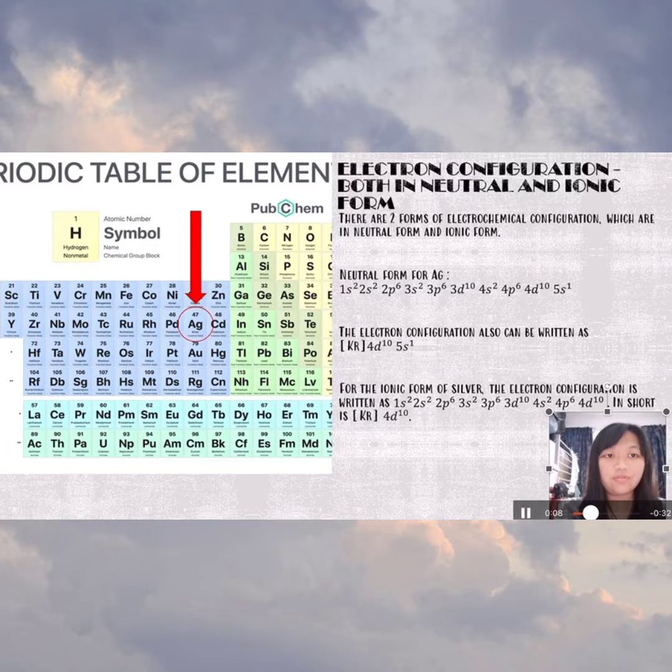There are two forms of electron configuration, which are the neutral form and the ionic form. The neutral form for silver is quite long, so we can use the noble gas shorthand notation to write down the electron configuration, which is [Kr] 4d¹⁰ 5s¹. For the ionic form of silver, since there is a loss of one electron, the electron configuration can be written as [Kr] 4d¹⁰.